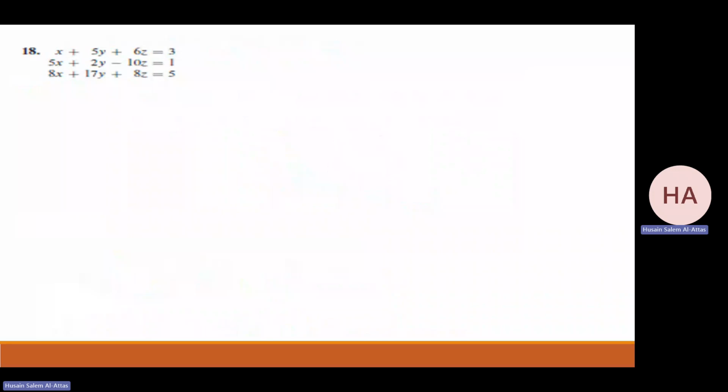Because this one we have no solution. The other one we have infinite solutions. Let us do it. So I have 1, 5, 6, and this is 3. Sorry, we should use the other color. I will complete it, no problem. Okay. 5, 2, 10, 1, 8, 17, 8, 5.